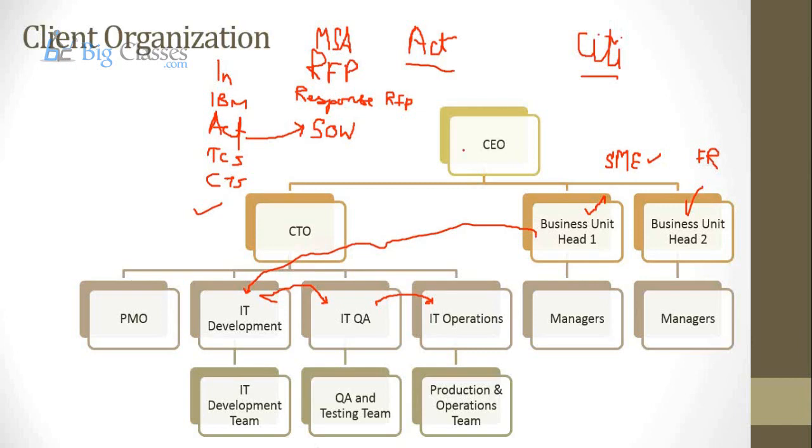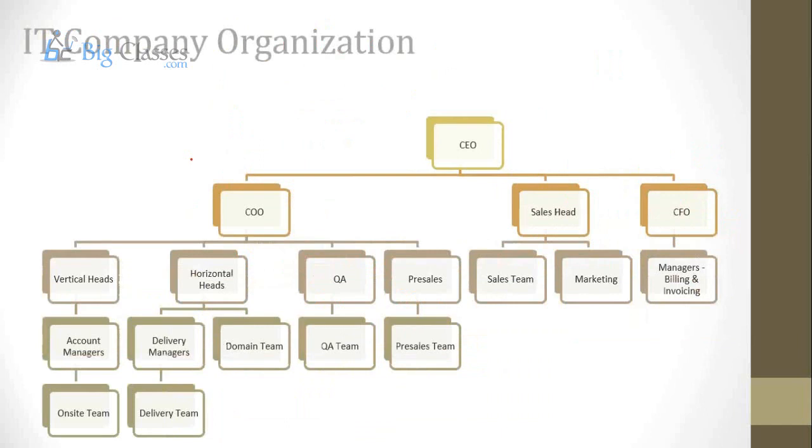Let's move on, then, to understand how a typical vendor is organized. How are IBM or TCS or Accenture organized, and what are the other roles which come into these IT companies? Okay. So again, we will be mostly focused on the delivery of the projects.